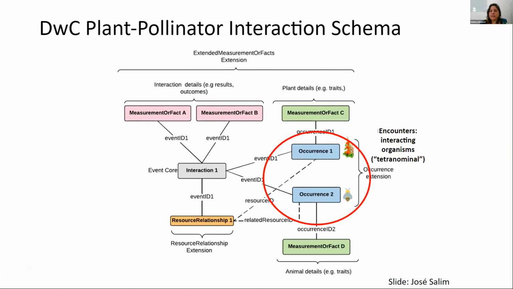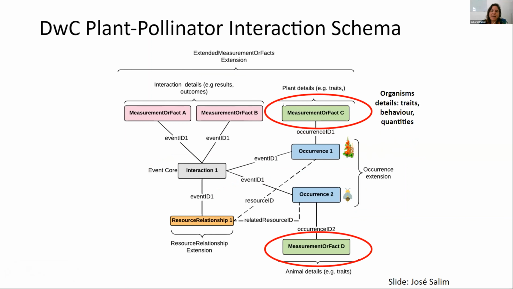And then we have the tetranomial represented in the two occurrences. So we can describe the plant details in measurement of fact here, and we can describe the animal details here in the other measurement of fact, all related to the occurrences. And then we have the interaction type and direction in the resource relationship extension. And I'm not going to talk a lot about this because Joe already described. So we found that the GBIF model is really similar to what we are proposing here.